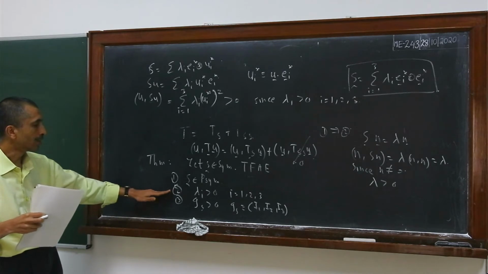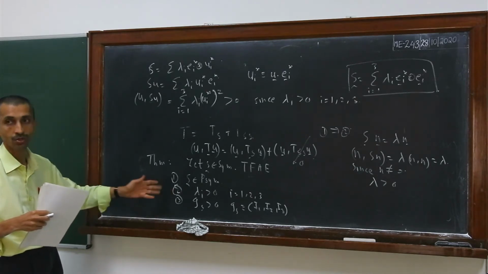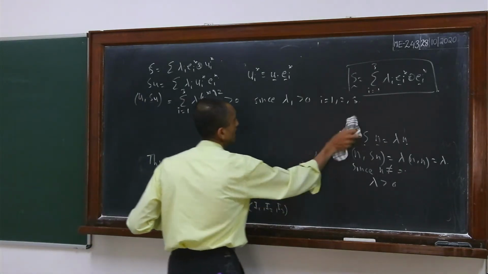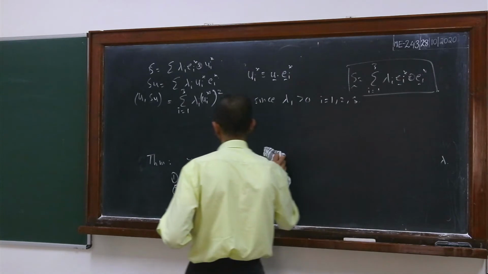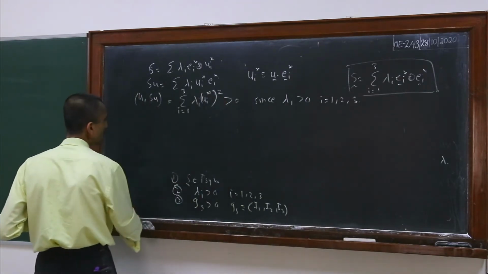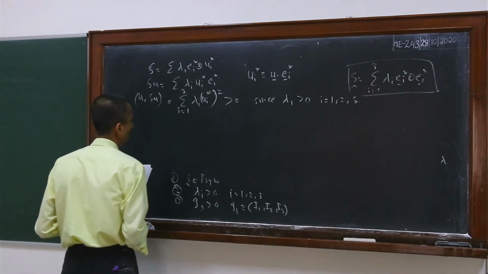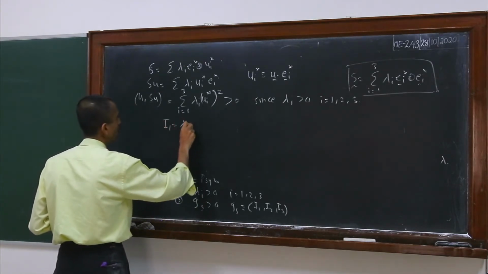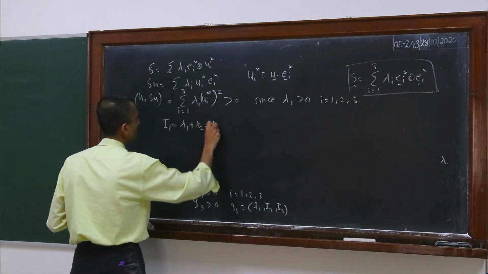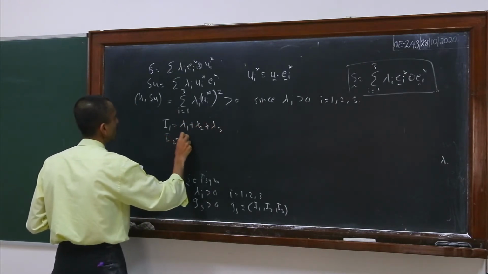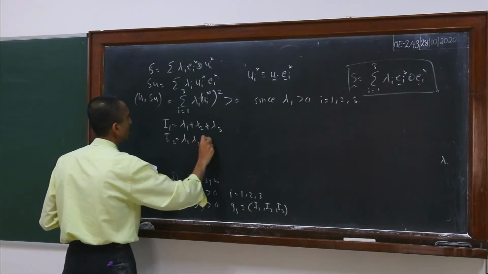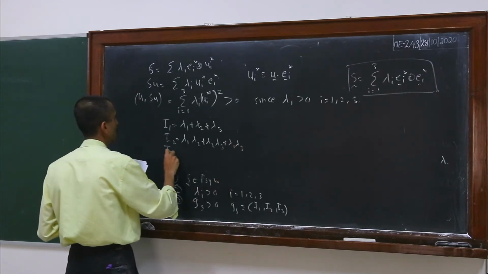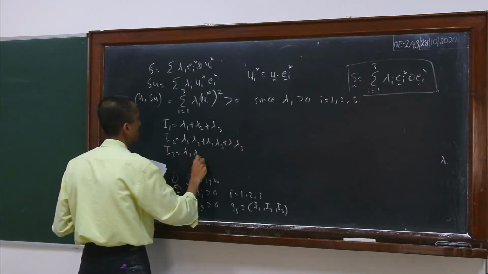Now we will show that 2 implies 3 and 3 implies 2. One of these implications is fairly easy, but the other one is not so easy. Let me write the expressions: I1 is lambda 1 plus lambda 2 plus lambda 3, I2 is equal to lambda 1 lambda 2 plus lambda 2 lambda 3 plus lambda 1 lambda 3, and I3 is equal to lambda 1 lambda 2 lambda 3.